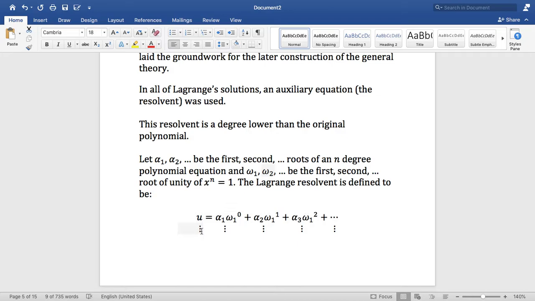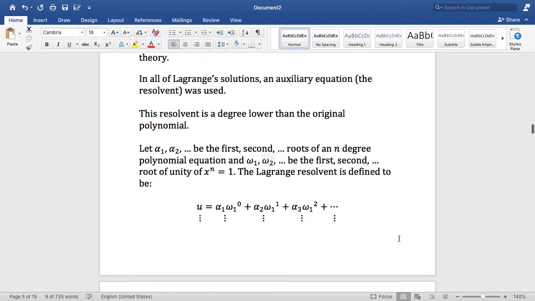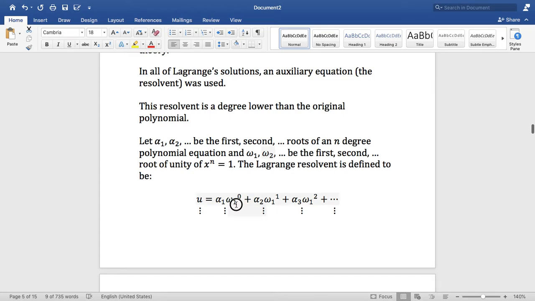And then the next one would be, let's say, v, which is equal to alpha 1 times omega 2 to the power of 0, plus alpha 2 times omega 2 to the power of 1, plus alpha 3 times omega 2 to the power of 2, and then the one after, and so on. So you're really just changing the subscript on omega in every case. It's going to become 2, and for the one after that it's going to become 3, and then 4, and so on.